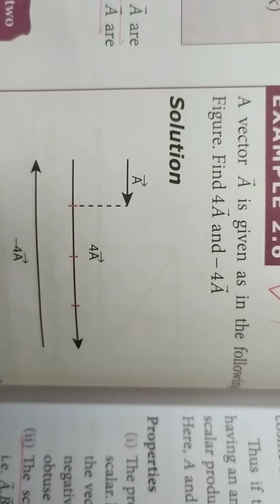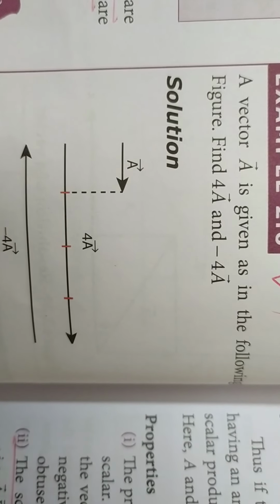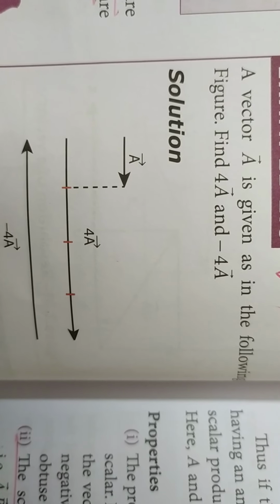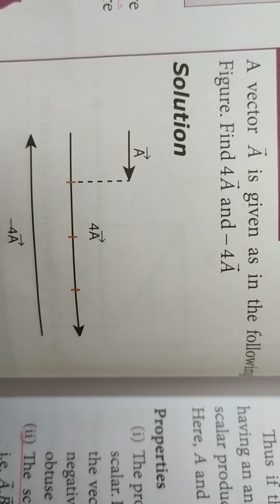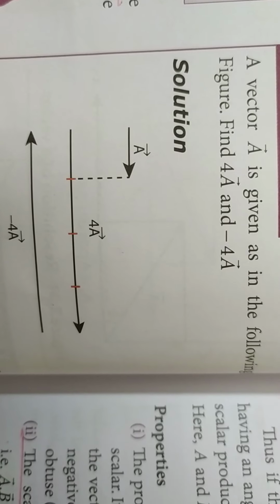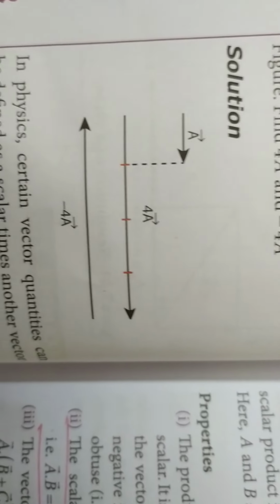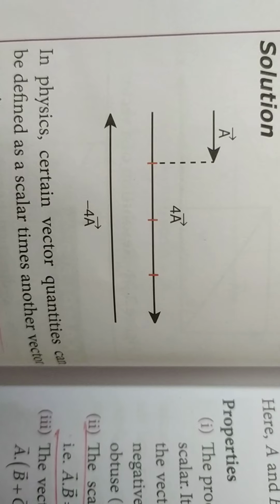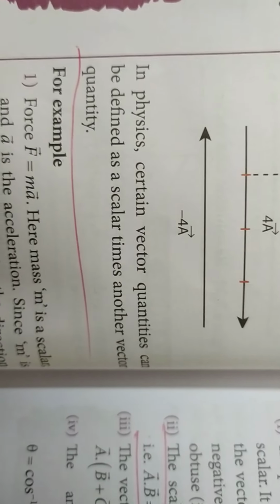And next, see this example. A vector is given. You have to find out 4a vector and minus 4a vector. For that, just draw the vector, and 4 times that will give you 4a vector, and if it is in the opposite direction, that will give you minus 4a vector.